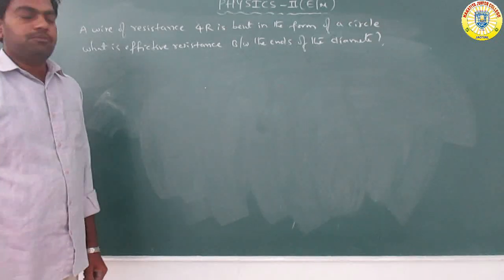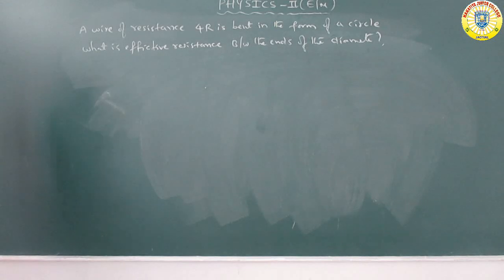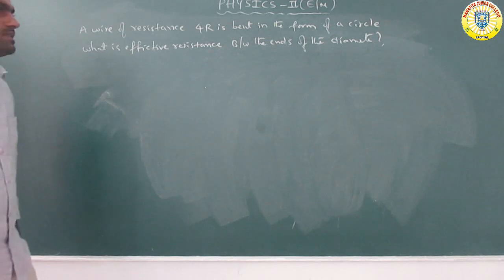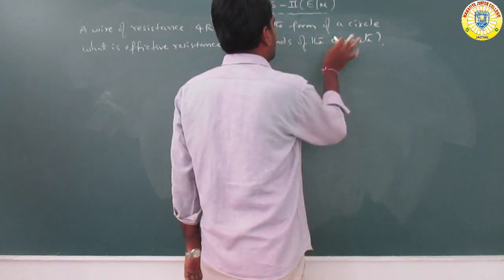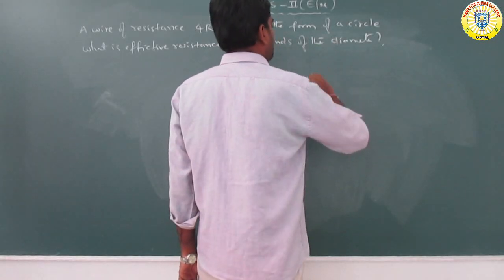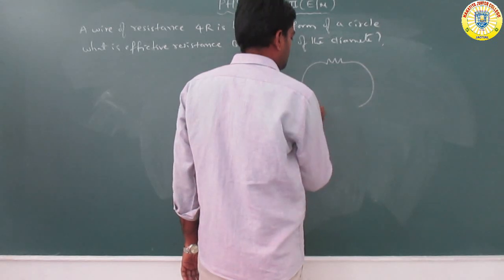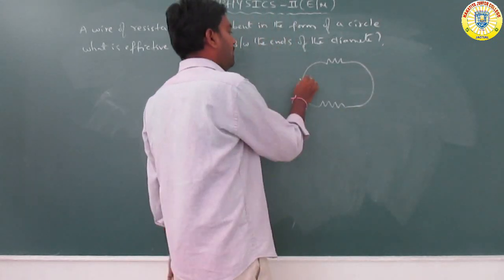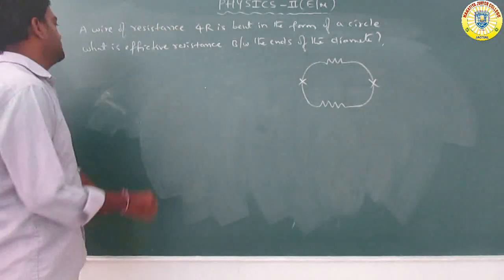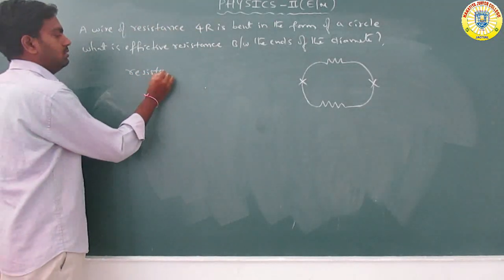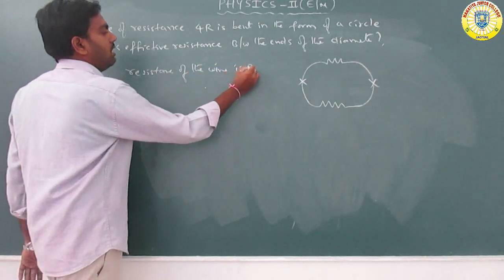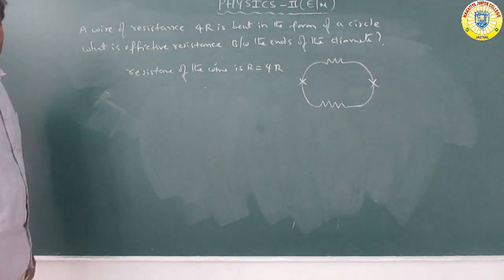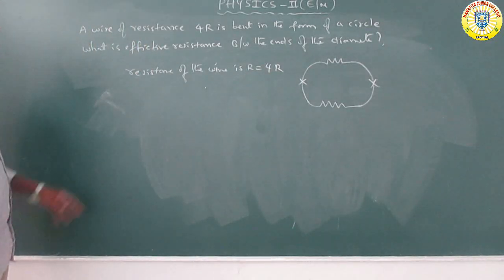Given problem: a wire of resistance 4R is bent in the form of a circle. What is the effective resistance between the ends of the wire? So this is a circle, with resistance 4R. The 4R wire is bent into a circle. So what is the effective resistance?